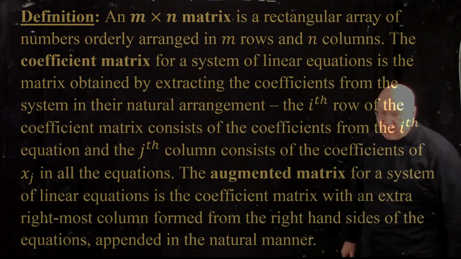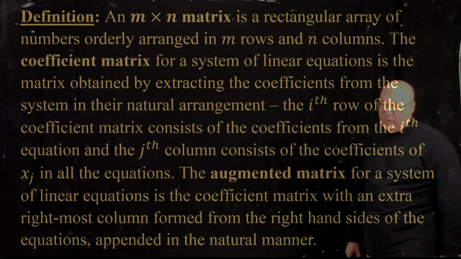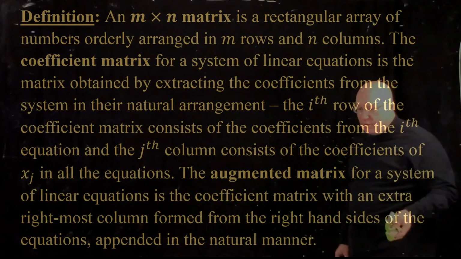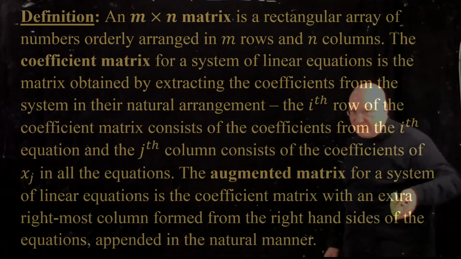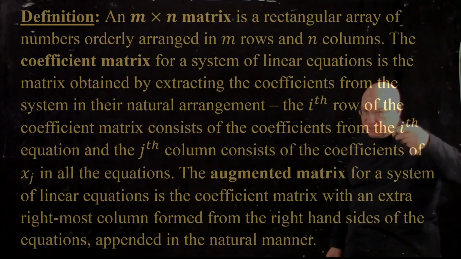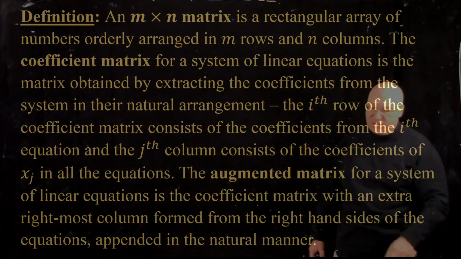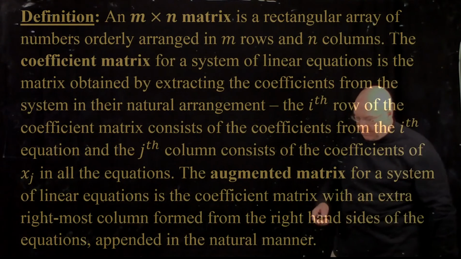Well, if we add one more column, we have the augmented matrix. It is the coefficient matrix where we've just added an extra rightmost column, and that's got the right-hand side of the equation, right? All the things that we set everything equal to. In the most obvious natural manner, you stick them on at the end.